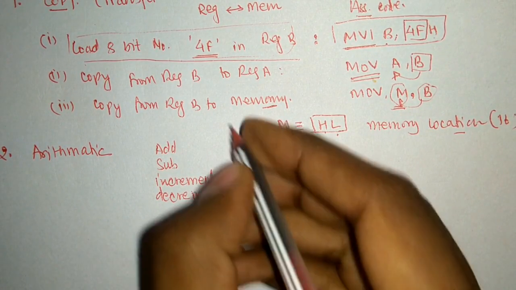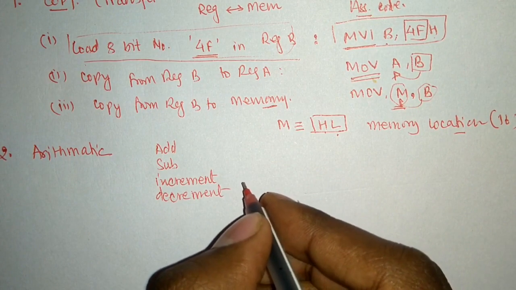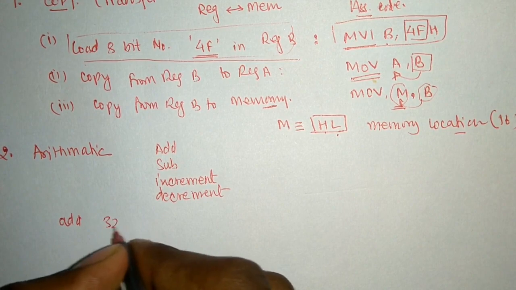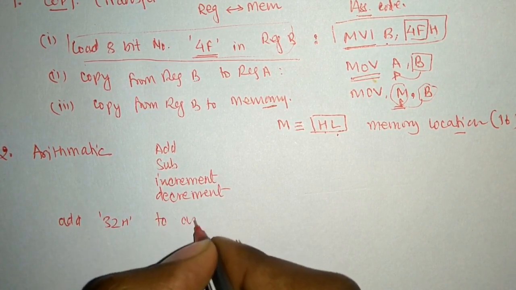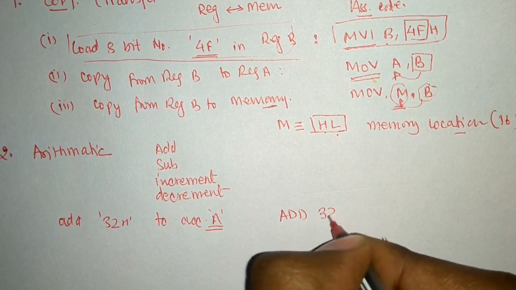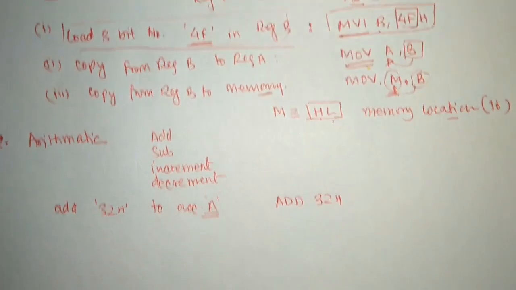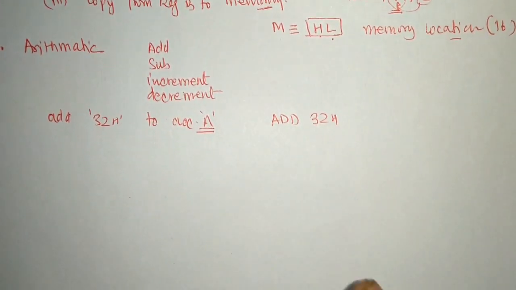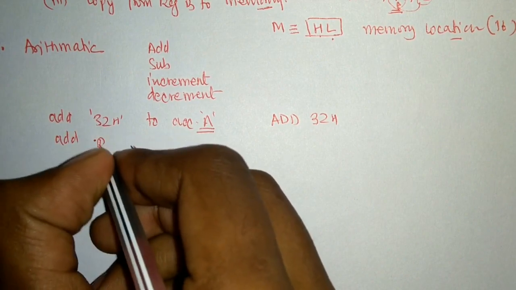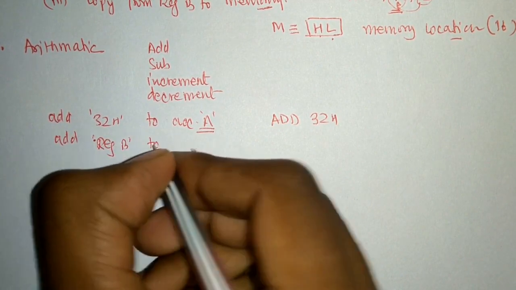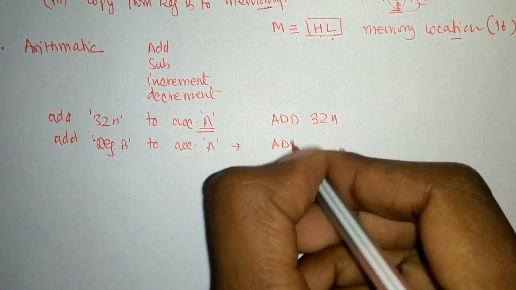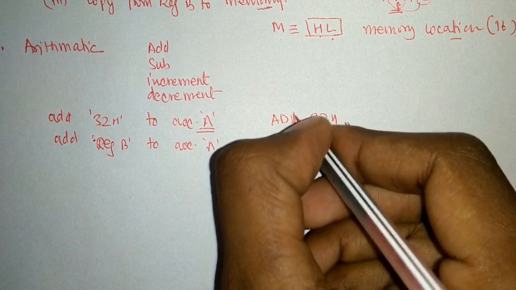Now addition can be either I am giving a direct value and I want to add that. For example, add 32H to accumulator A. Now when we talk about A, I will simply write it as add 32H, because A is understood over here. Or I can say add contents of register B, so add register B value to our accumulator or A register, and then I can simply say add B. This is ADI I have to use over here.